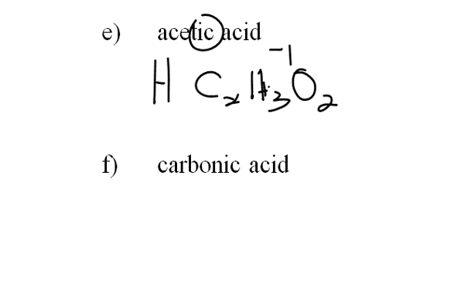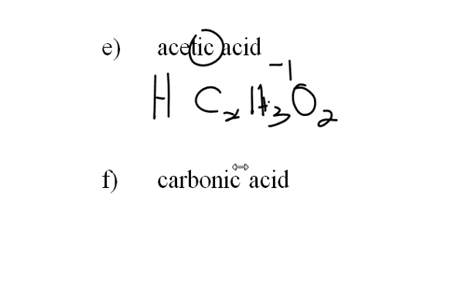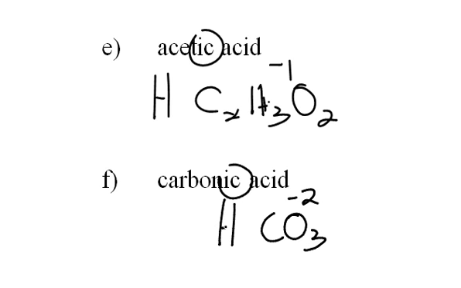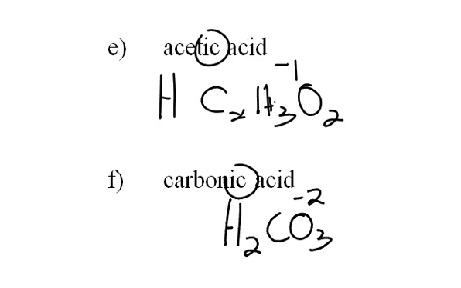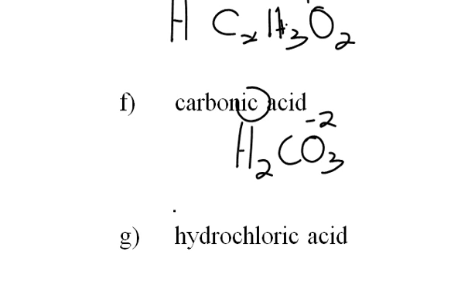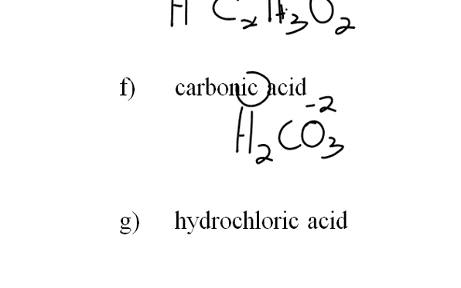Carbonic acid. So that means that we have carbonate, which is CO3, has a -2 charge, so each hydrogen has a +1. We need 2 of those. So H2CO3. Okay. Hydrochloric acid, no oxygens. So chloric is chlorine, and then put a hydrogen in front. So HCl.